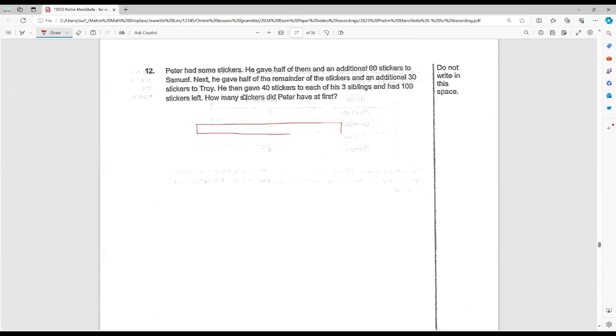Okay, so let's use the model. First, he gave half, an additional 60. Okay, let's cut out 60. This is to Samuel. Now for the remainder, let's redraw the remainder. He gave half an additional 30. Okay, so 30 to Troy.